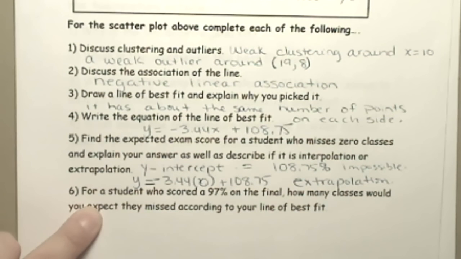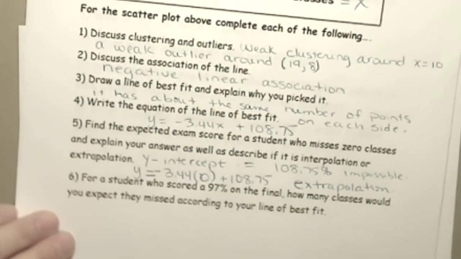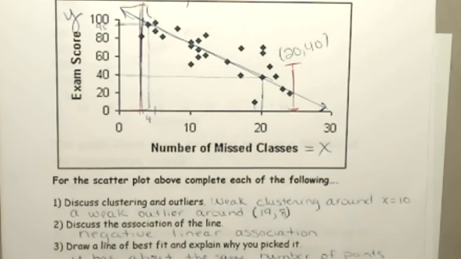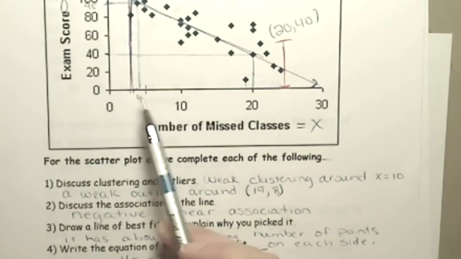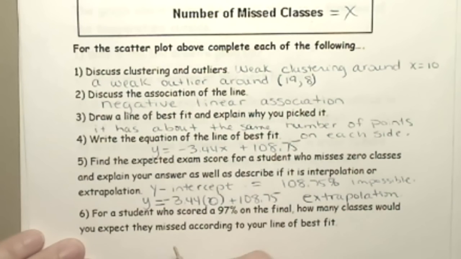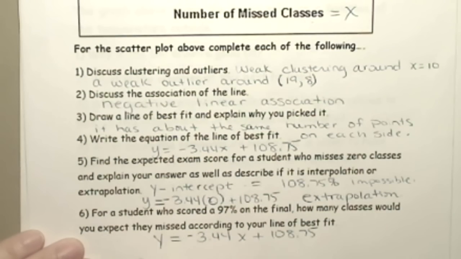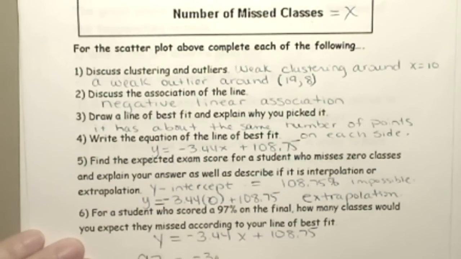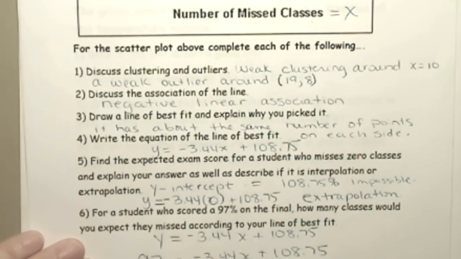Next, for a student who scored 97% on the final exam, how many classes would you expect they missed according to your line of best fit? Okay, so they're asking us to do it according to the line, not according to the graph. Well, our input, or x, is the number of missed classes. Our y is the exam score. And they're saying we get a 97 for the exam score. So if y is the exam score, then y must be the 97. Plug in what you know, solve for what you don't.